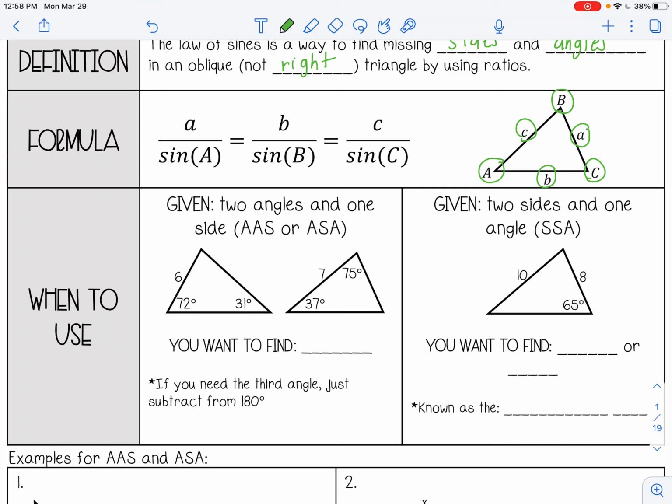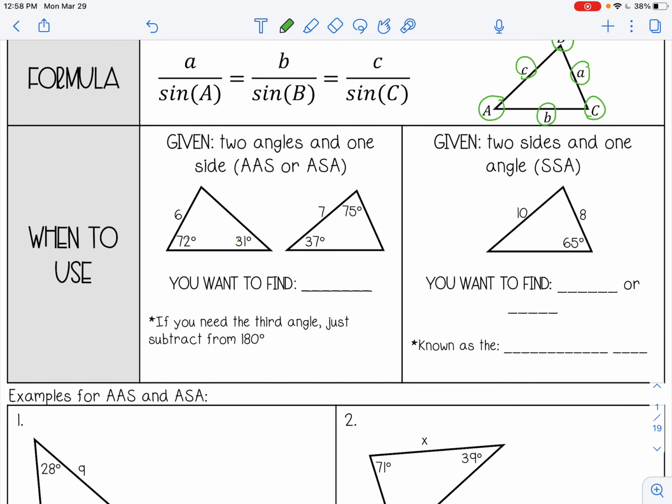So you would use the law of sines when you're given two angles and one side, like these examples below. So this would be angle, angle, side, or angle, side, angle. And you would use the law of sines to find one of the other sides. Of course, if you wanted to find the third angle, you would just subtract from 180.